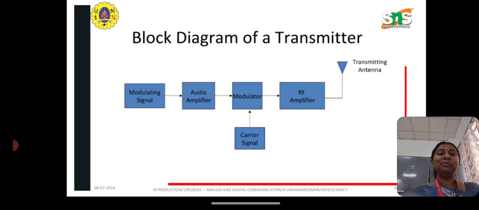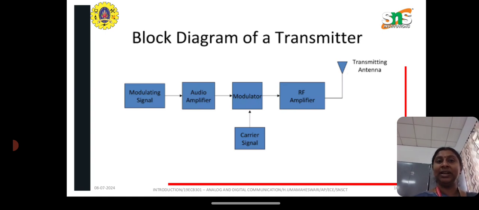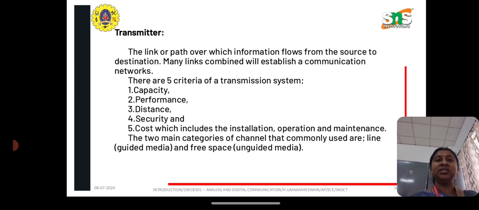This is a block diagram of a transmitter. Here the various signals are transmitted using an audio amplifier, RF amplifier, and the carrier signal. It consists of five transmission system factors: capacity, performance, distance, security, and cost.